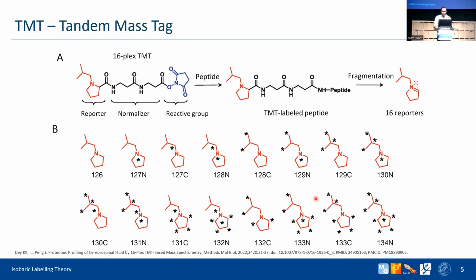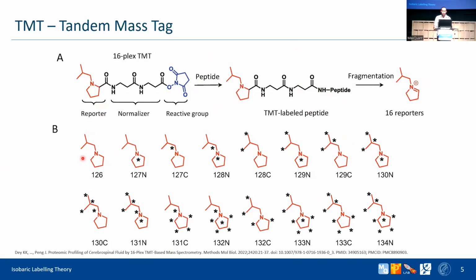So this is TMT 16-plex. Again, we have the structure. You label your samples. The peptide is tagged with this label. And when you do the fragmentation, we have 16 reporters in our MSMS spectra. And these reporters look like this.